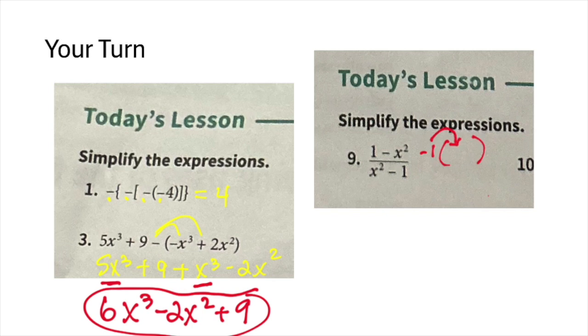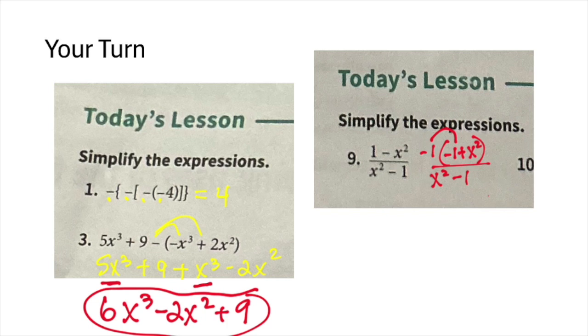-1 times what gives us +1? -1. -1 times what gives me -x squared? Plus x squared. Is that a plus or a times? I'm going to have to fix it again. I will make it bigger to give me more room. Plus. Is that better? Yeah. Okay, now, over x squared minus 1.